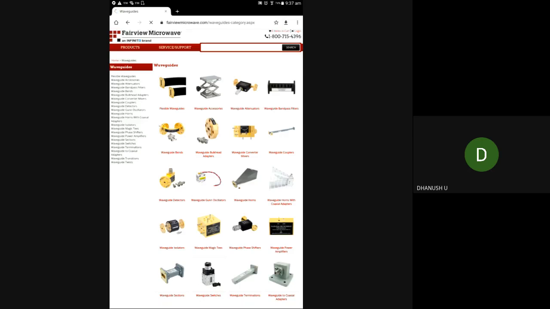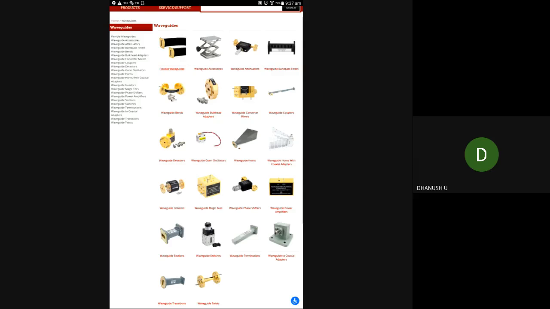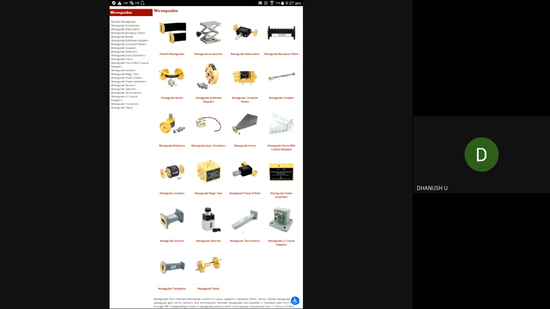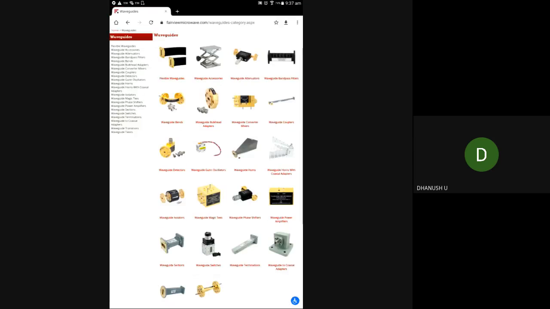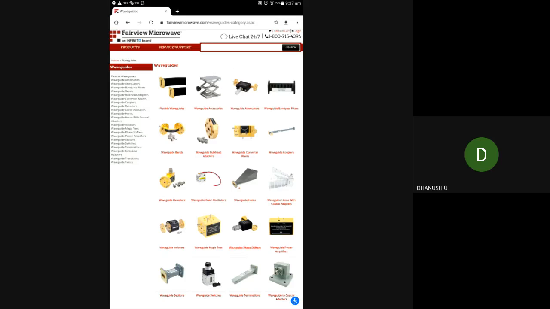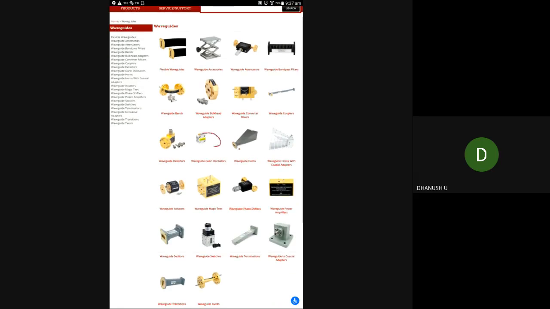These are the many microwave components used in practice, and we are talking about waveguides. This is one of the key companies selling these products. I am talking about flexible waveguides. Initially they were kind of rigid, as you can see here. Now they can bend it. There are also couplers, attenuators, detectors. There are many components.